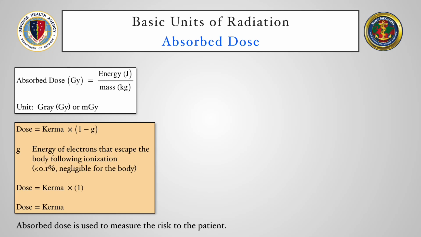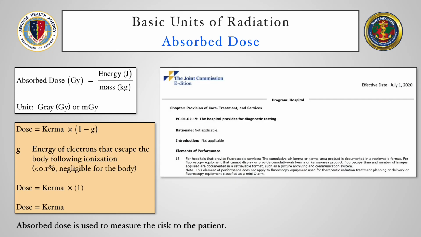The Joint Commission's chapter on provision of care, treatment, and services requires hospitals to document the cumulative air kerma or kerma area product in a retrievable format. This is accomplished by the radiologist documenting the value in the picture archiving communication system along with the imaging study when it's captured.